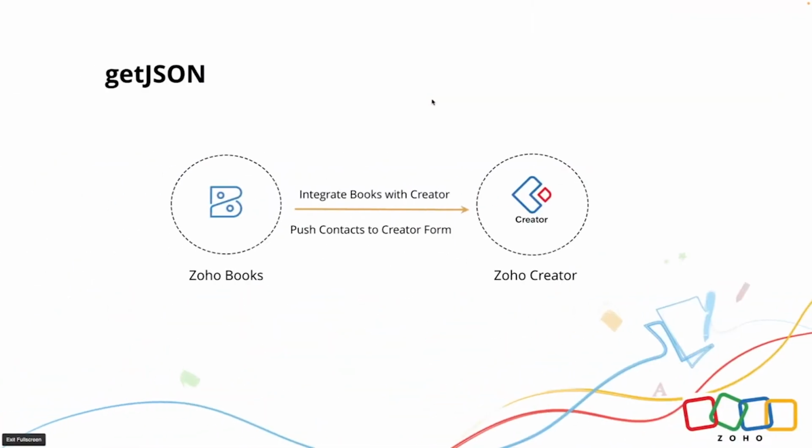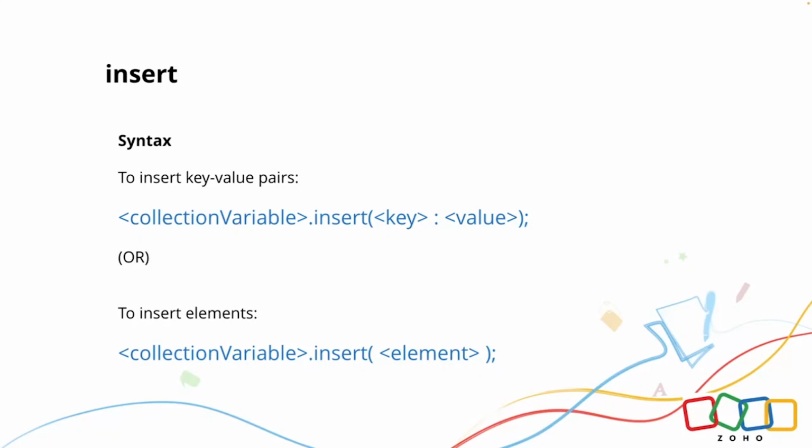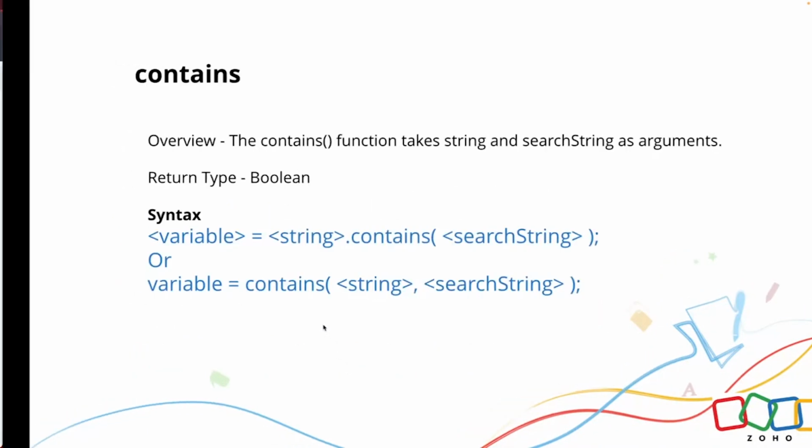Now I'll get back to the presentation once again. Just give me a moment. Yeah. So apart from that, we'll go on and we'll talk about the next one, which is the insert function. For the insert function, this is the syntax. To insert the key value pairs, this is how we can make use of the insert function. We have got a collection variable. We can put dot insert and assign a key and a value. And in the same way, to insert the elements, we can go with the collection variable dot insert element. Now I'll go into a small demonstration of the insert as well.